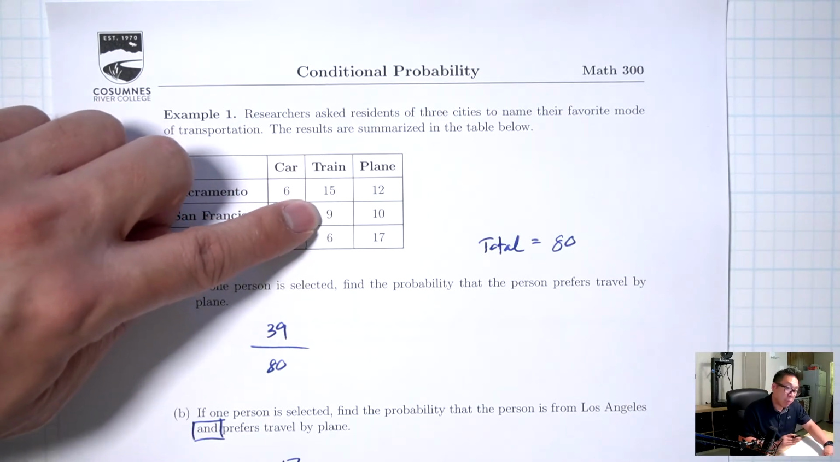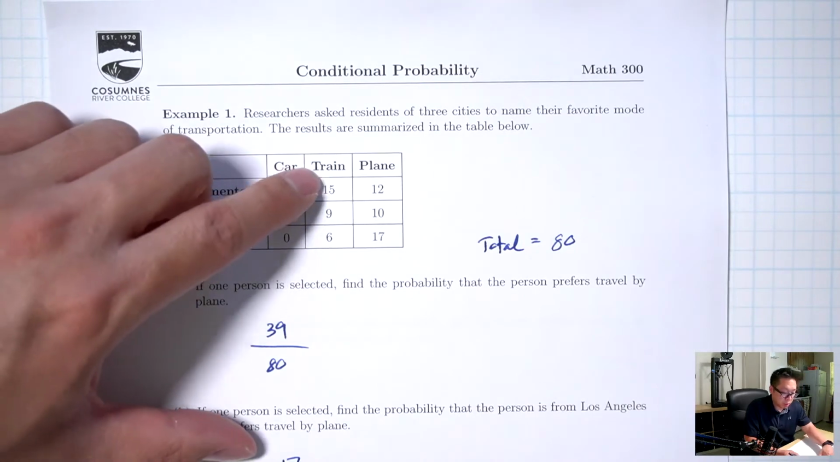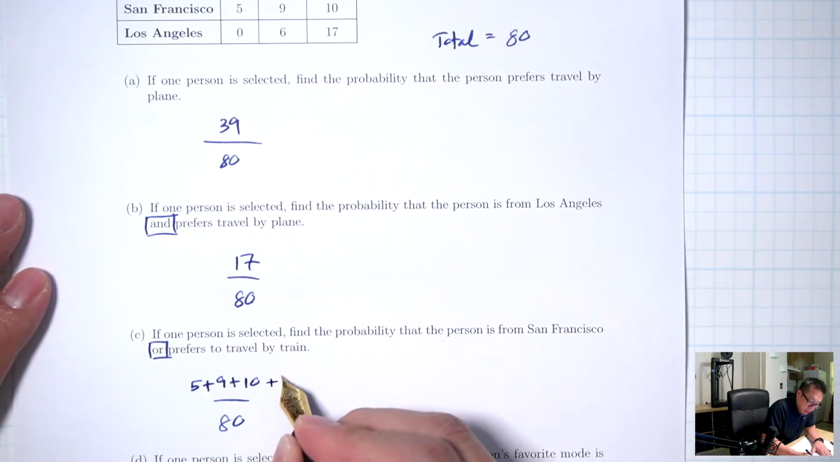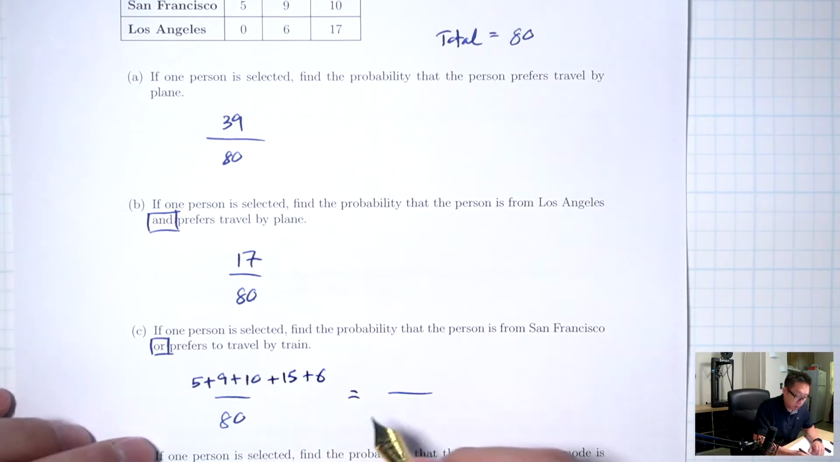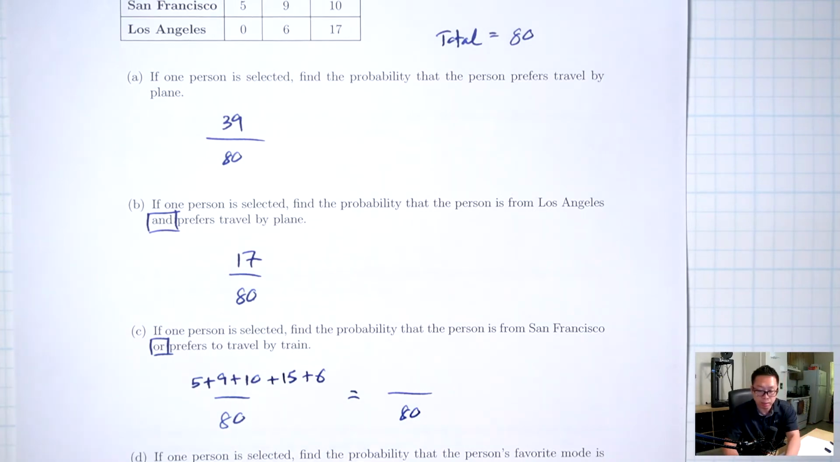The 9, I'm not going to write again, because I already got the 9 when I did the San Francisco numbers, so just the 15 and the 6. So in addition, plus 15, plus 6. Bottom is still 80. Up top, 5 plus 9 plus 10 plus 15 plus 6. That's 45.